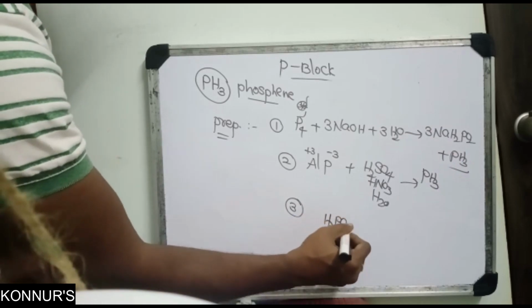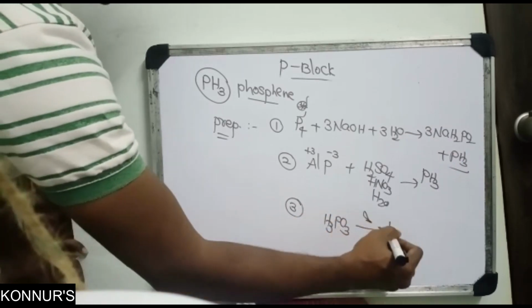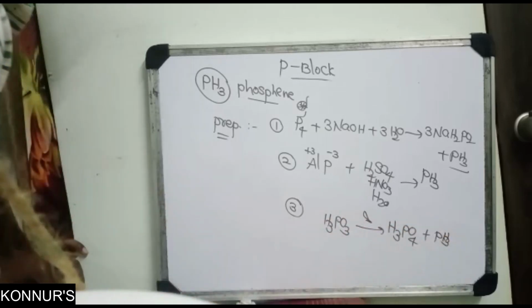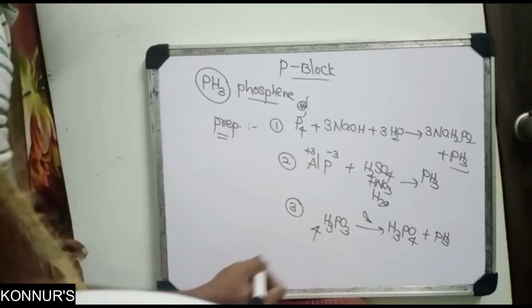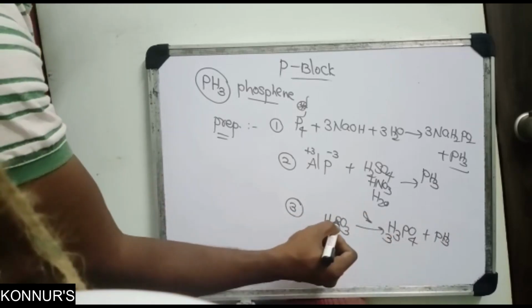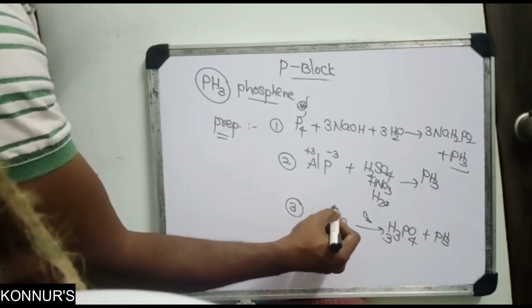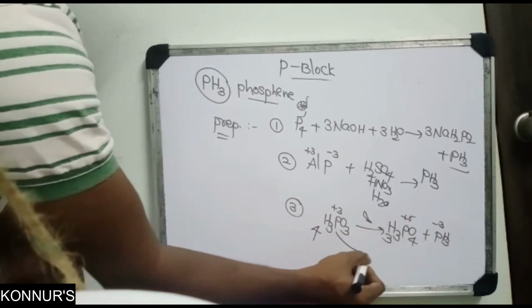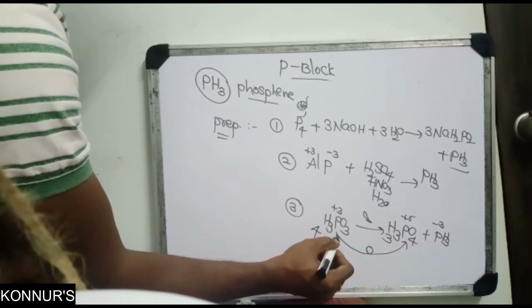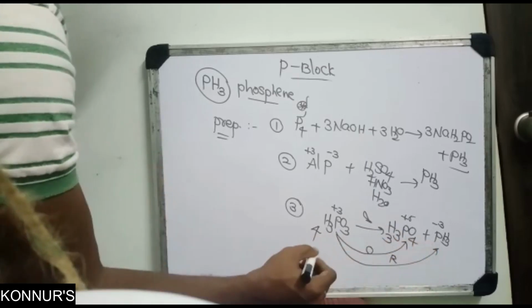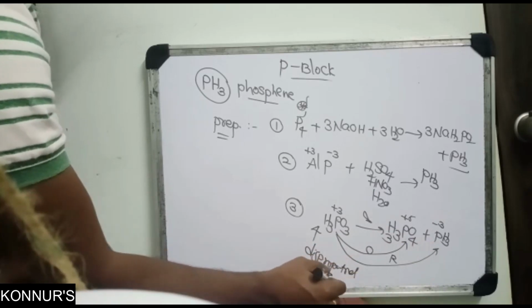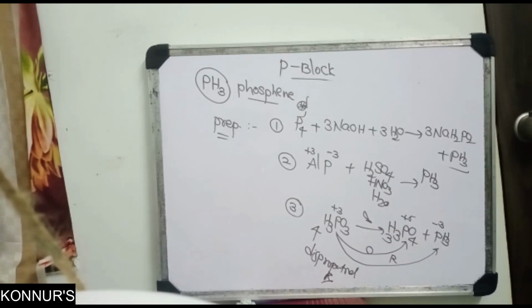Next, acid. H3PO3, the acid we are heating. So your answer is H3PO4 plus PH3. This is a disproportionation reaction. 4 moles, 3 moles. Here +3 oxidation state goes to +5 oxidation state, and to -3. +3 to +5 is oxidation, +3 to -3 is reduction. That's why it is called disproportionation. So these are the important preparations of phosphine.